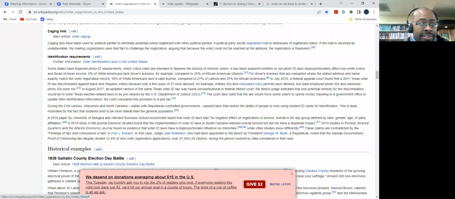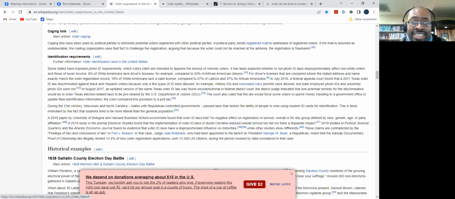Then we have identification requirements. Some states have imposed photo ID requirements, which critics claim are intended to suppress the turnout of minority voters. It has been explored whether or not photo ID laws disproportionately affect non-white voters and those of lower income. 8% of white Americans lack driver's licenses, for example, compared to 25% of African American citizens.